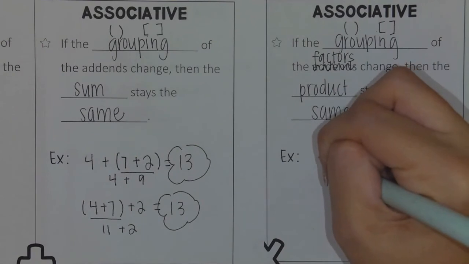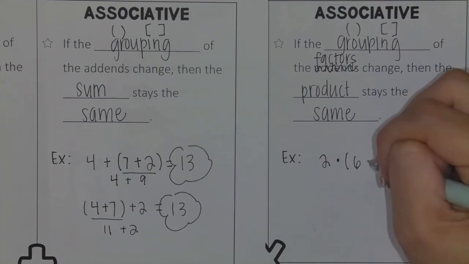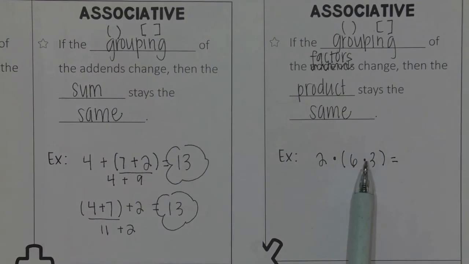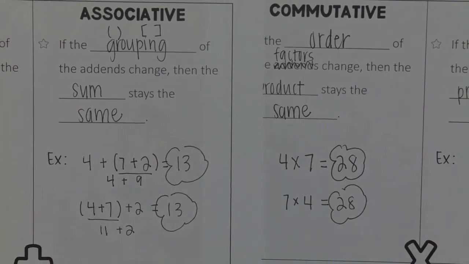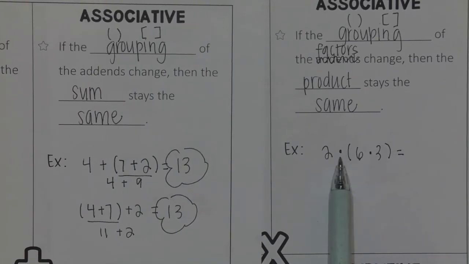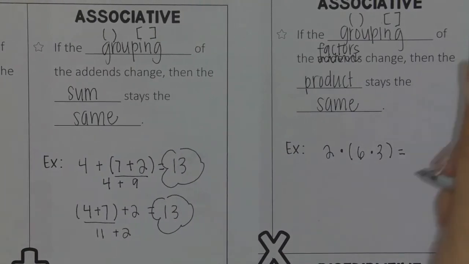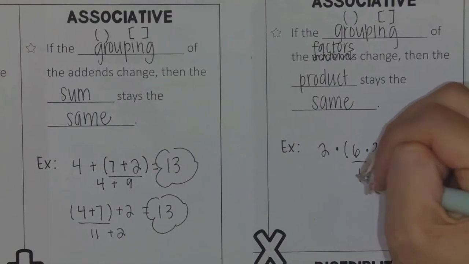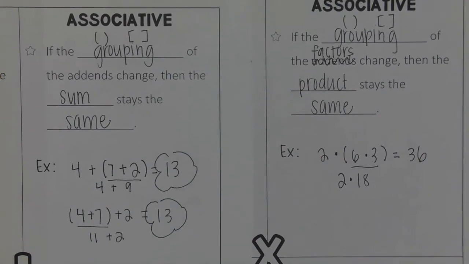Let's do this. Let's do 2 times parentheses 6 times 3 in parentheses. Now, this is something we're going to get used to seeing. Instead of using the traditional X multiplication sign, we can also represent multiplication by putting a dot in between our two numbers. Okay, so following order of operations, first step I would need to do is 6 times 3, which gives me 18, times 2 for a final answer of 36.